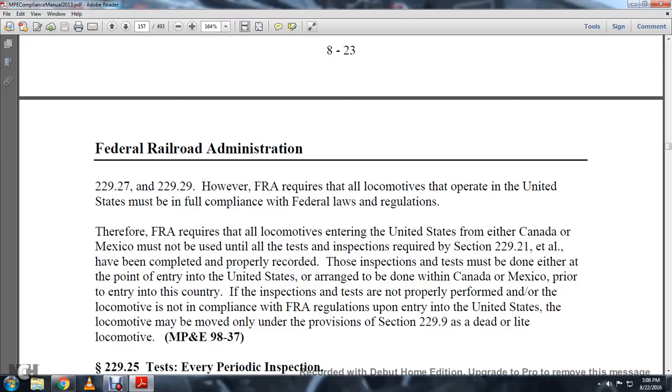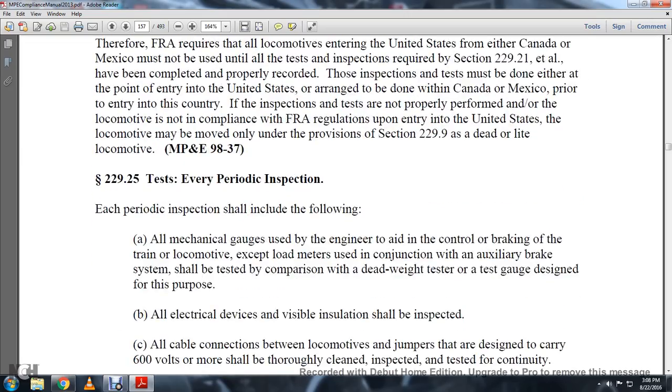These inspections and tests must be done either at the point of entry to the United States, or arranged to be done within Canada or Mexico prior to entry into the country. If the inspections and tests are not properly performed and the locomotive is not in compliance with the FRA regulations upon entry into the United States, the locomotive may be moved only under the provisions of Section 229.9, as a dead and light locomotive.